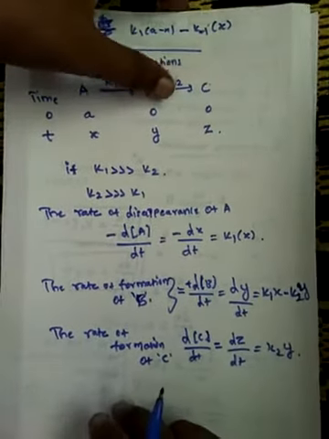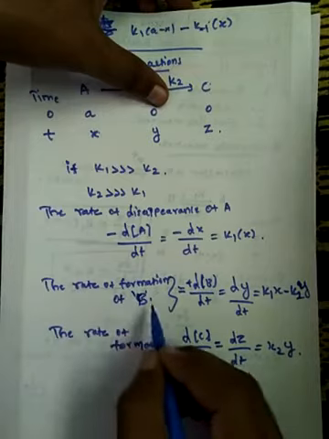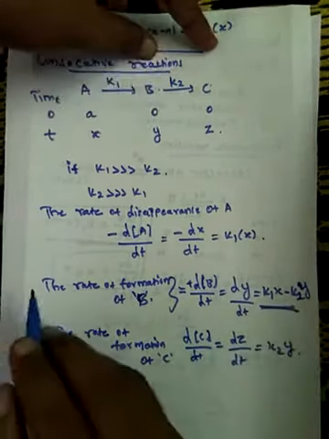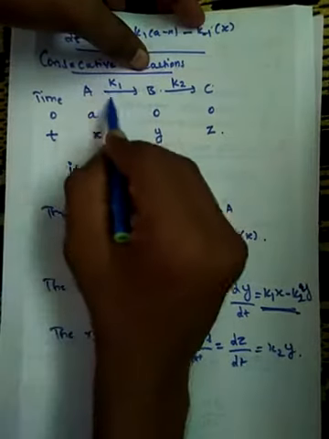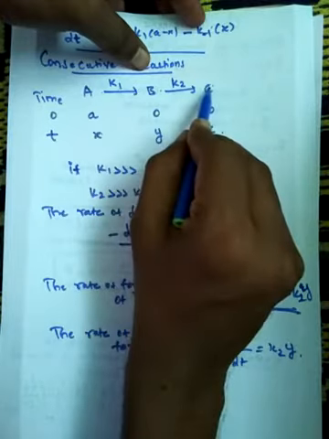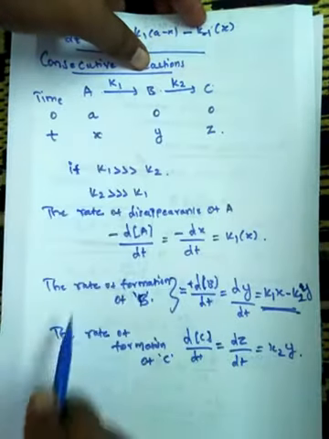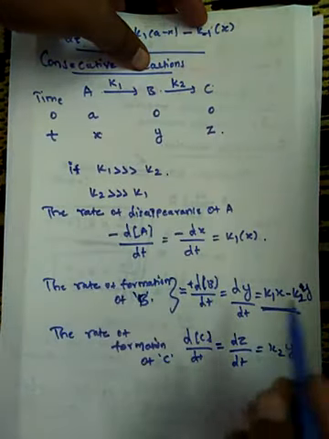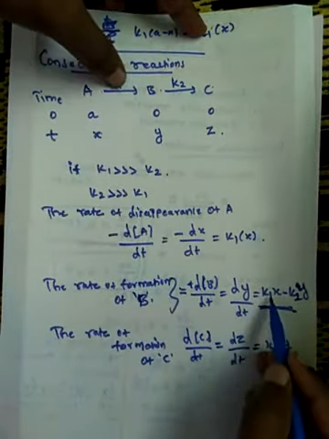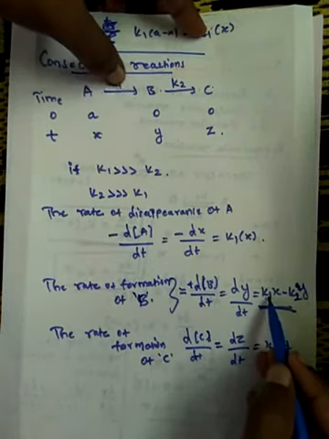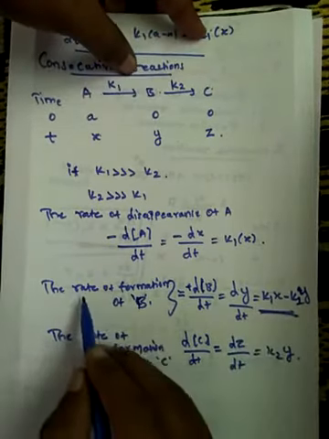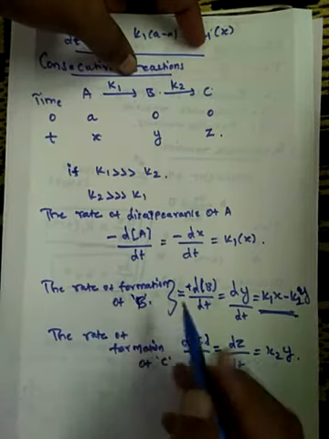So the rate of formation of B is given by this equation, because in the first step B is formed and in the second step B disappears. So the rate of formation of B is given by the rate of the first step minus the rate of the second step.